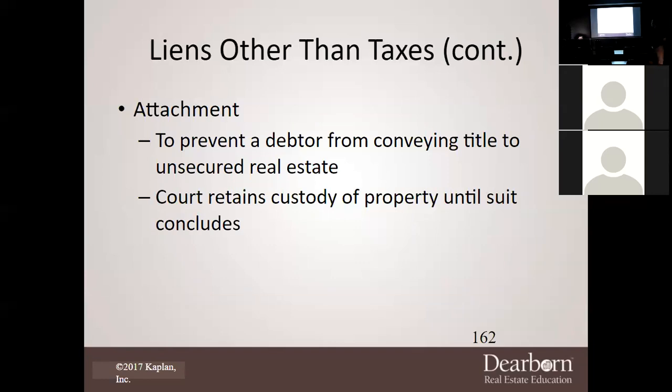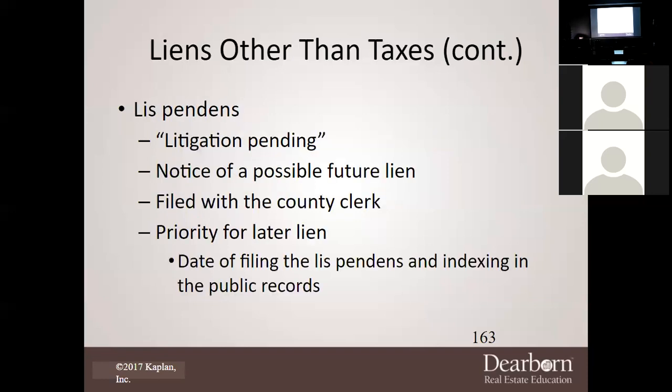Okay, so to prevent a debtor from conveying title to an unsecured real estate, they can attach to certain things. The court will retain custody of the property until the suit is concluded. Now, it's called a lis pendens case, which is litigation pending, and it's the notice of a possible future lien. So they can file a thing that says, whoa, nothing can happen, because there might be a future lien. So no transfers can happen. And it's filed with the county clerk.